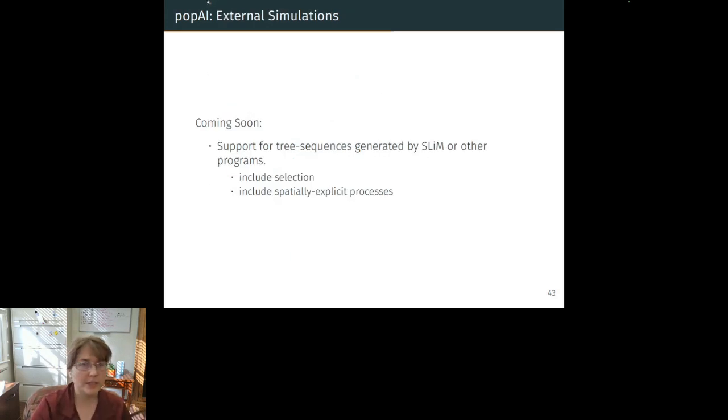And then finally, we're making it where it's easy to import external simulations into PopAI. Particularly, we want users to be able to import tree sequences that are generated in SLiM, which is a program for forward-in-time simulations. And this allows users to include selection and spatially explicit processes in their model set.